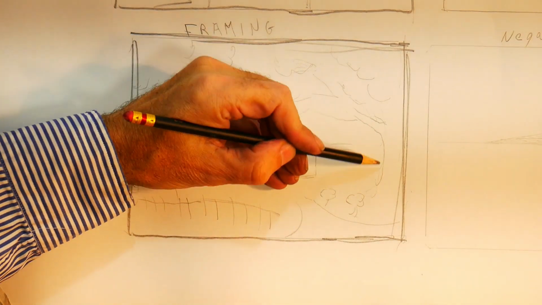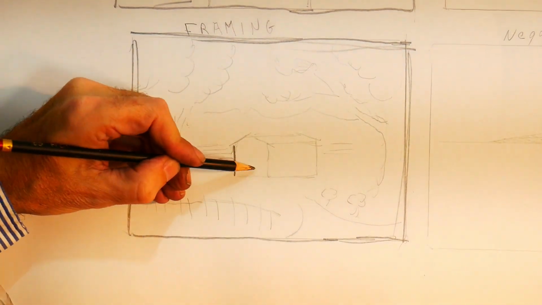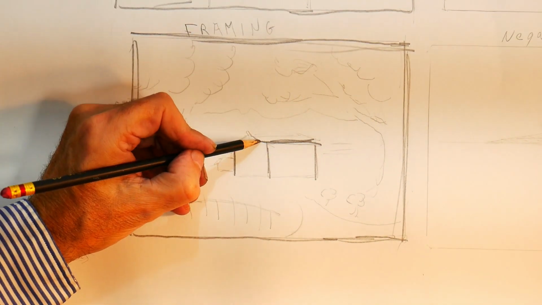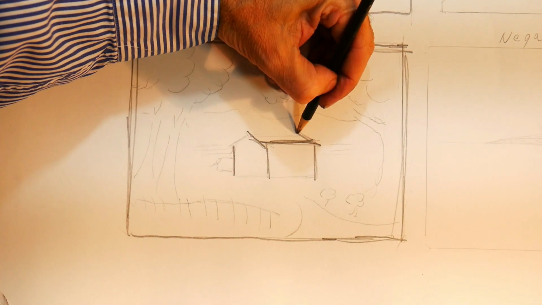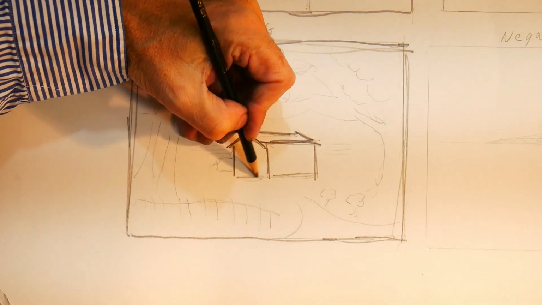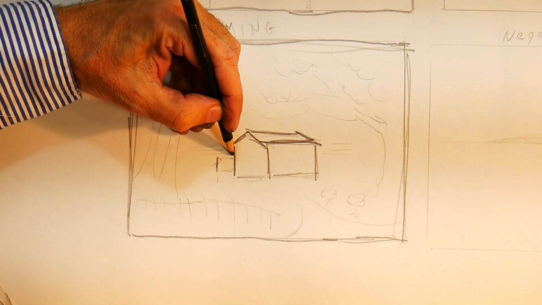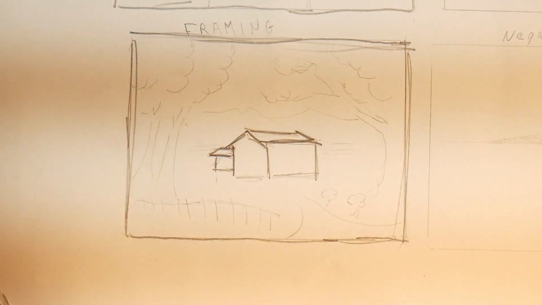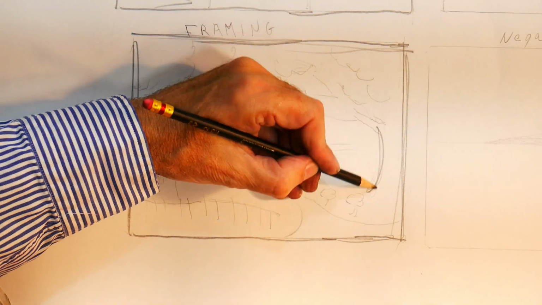And then we have a tree. So we're trying to frame our little house in the woods here. Here's a little house. You know, it's a cute little house. It's got like a little back porch or whatever here. And we got a tree right here.